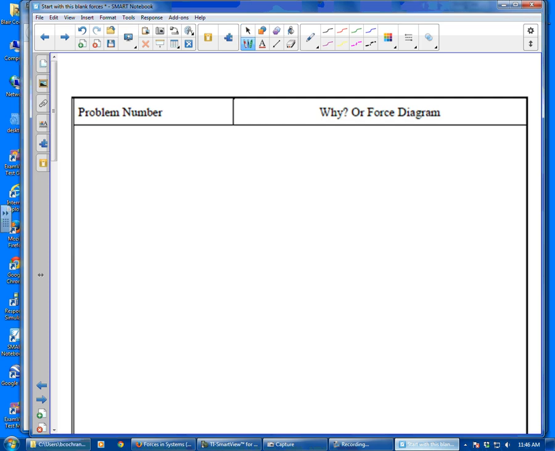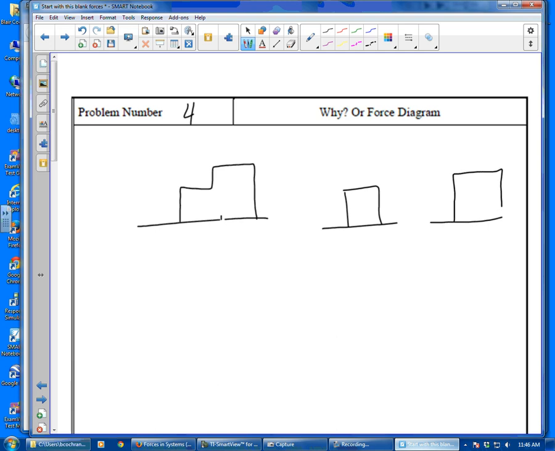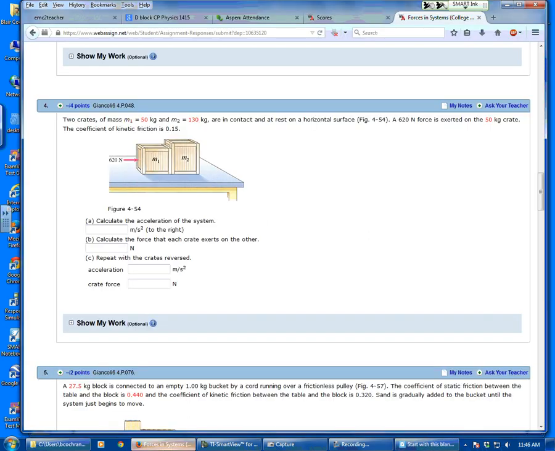Okay. So we have our system here. I'm going to draw it like that. Then we're also going to do our individual crates. And then they asked us something else. Oh, they asked us to reverse it.